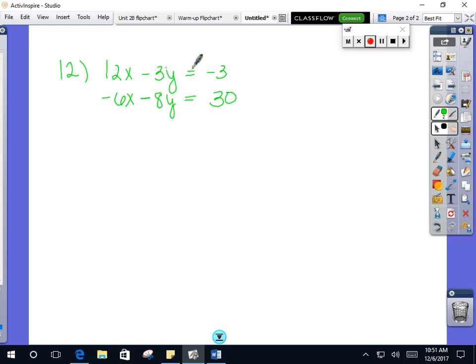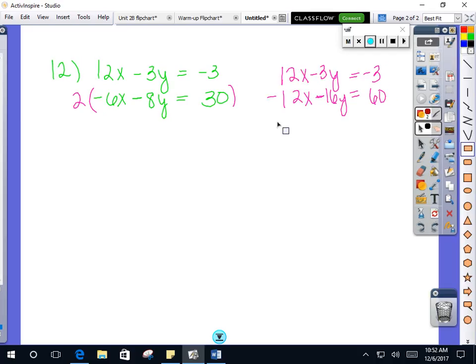Okay, if I multiply the bottom by a positive 2, then won't this become a negative 12x, and then it'll cancel out with that positive 12x? Okay, so the top is not affected. The bottom, when multiplied by 2, will become a negative 12x minus 16y equals 60. Don't forget, you even have to multiply that by 2. Now that I have a variable that has the same coefficient but opposite signs, I'm ready to eliminate by adding.